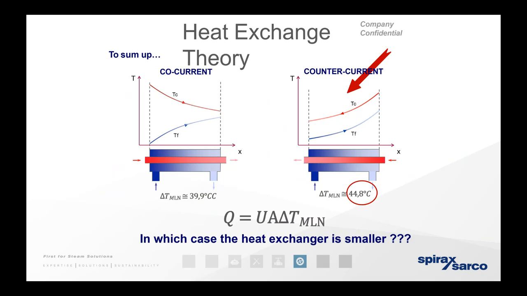So to sum up, co-current and counter-current. As you can see here, in which case is the heat exchanger smaller? Which one would be smaller? I forgot to remove the company confidential label from there. It's not actually confidential. So I'll leave that one for you.